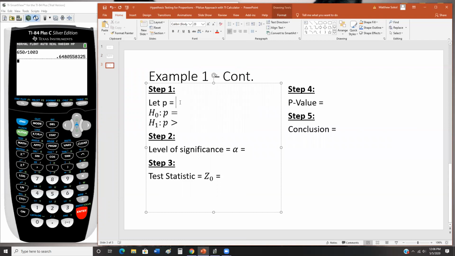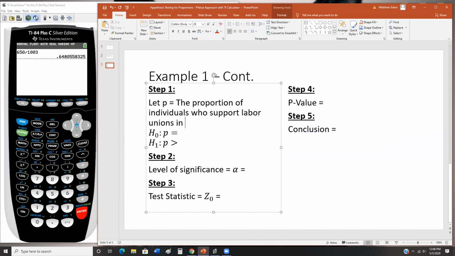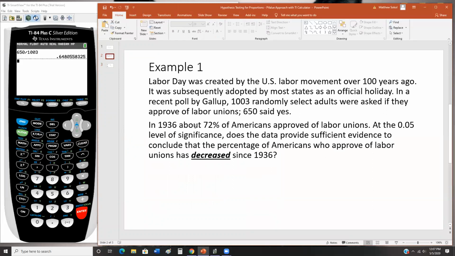All right, so first thing you're going to do is define the proportion we're looking at here. And the proportion we're looking at is the proportion of individuals who support labor unions in what year are we investigating it for? 1936. So here's the thing. We actually know what the proportion was in 1936. So what are we looking to investigate? That it's decreased, and what year is it now, obviously? 2020. Yeah, we're investigating the proportion of those who support labor unions in this year, 2020. So it's going to be a left-tailed test. So you have to set up your null and alternative hypothesis. You have to start with some base assumption. So what was the proportion of people who supported labor unions in 1936?